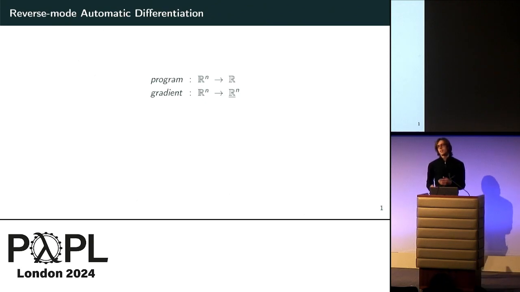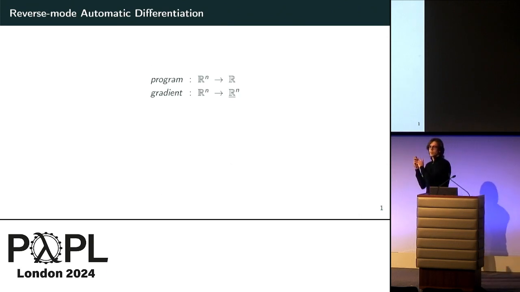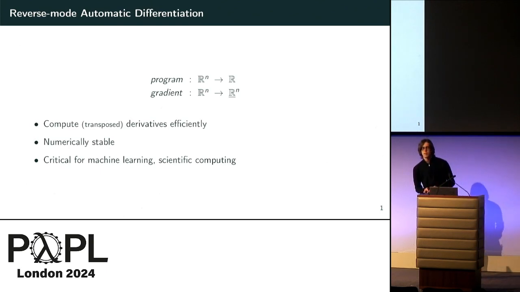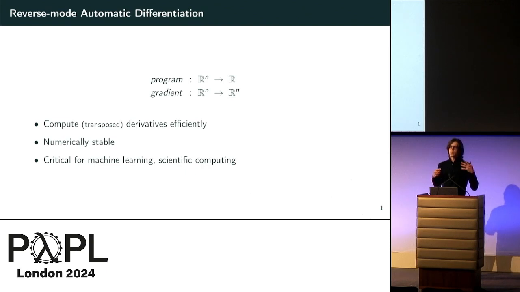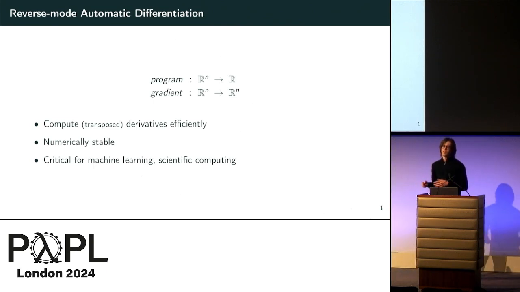We might be interested in its derivative, specifically in its gradient. This is a function that takes in the same kind of input and returns a value in Rn, which is the gradient of this original function, considered as a mathematical function. It just happens to be implemented as a program. And reverse mode AD refers to a family of algorithms that tries to produce gradient programs that compute these derivatives efficiently and in a way that is numerically stable. And for these reasons, reverse AD algorithms are very useful in a variety of disciplines.